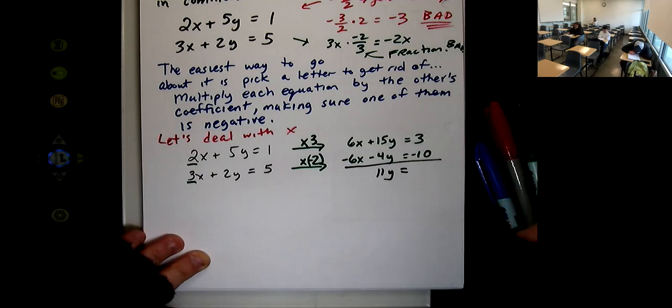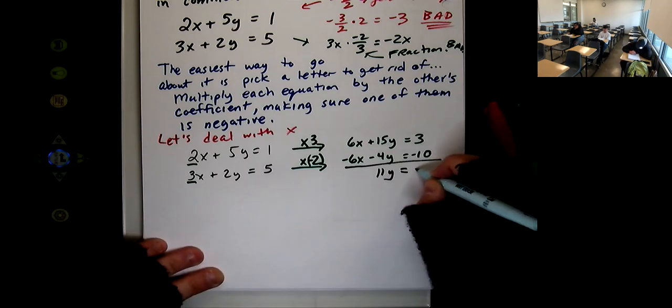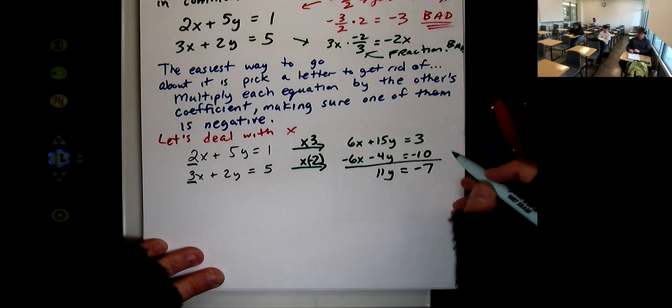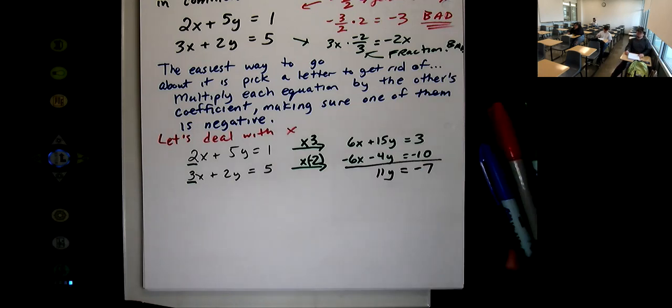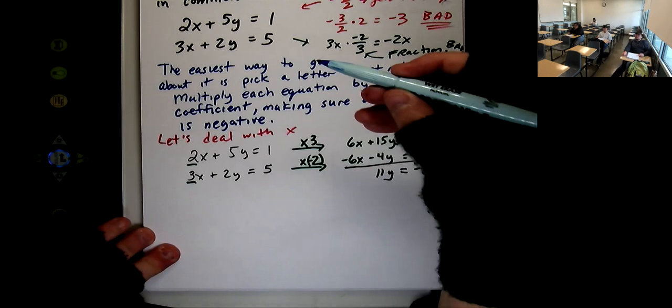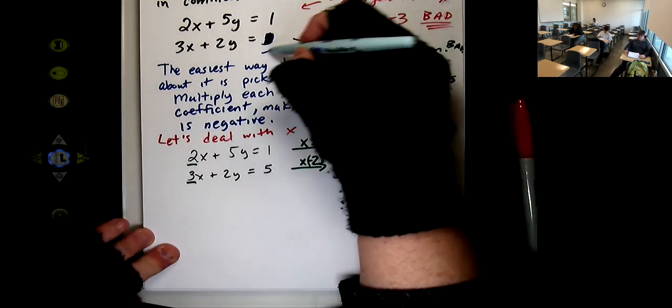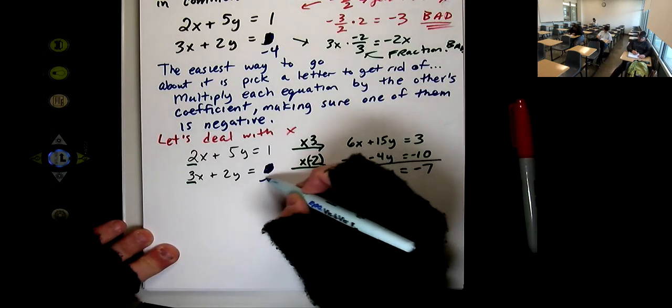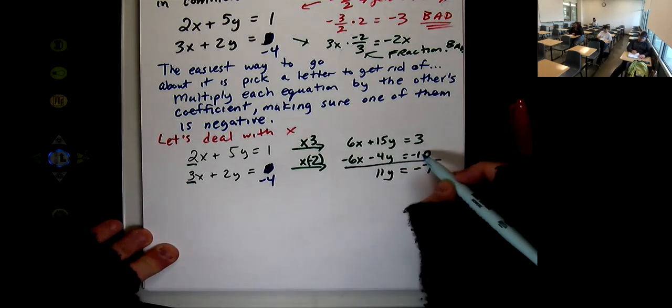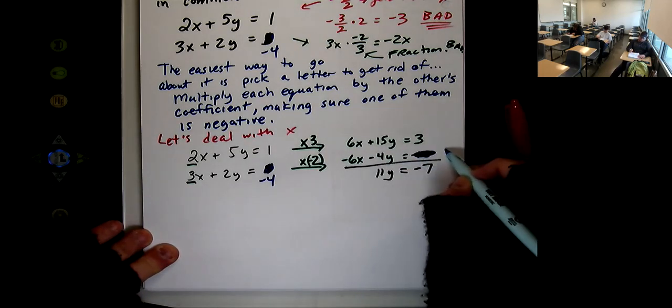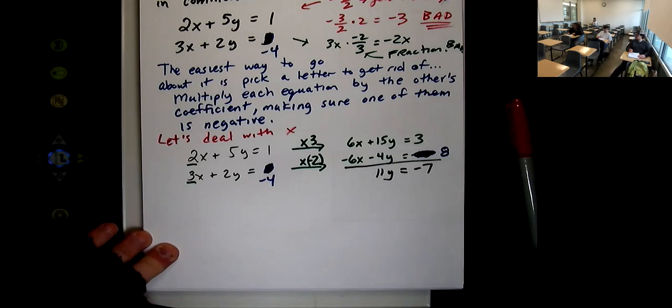Oh crap, I didn't write down what I wanted to. This is gonna have fraction answers. I'd rather change it. Let's go back and change it. Let's make this -4 right here. And multiplying that by -2 will give me an 8 over here. Wait, that still doesn't work.